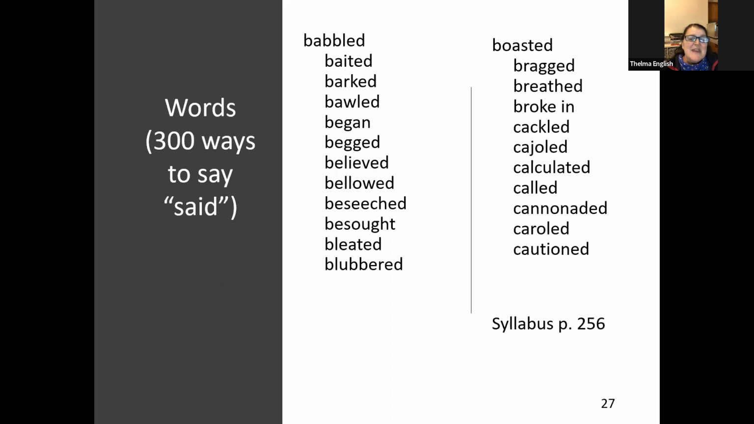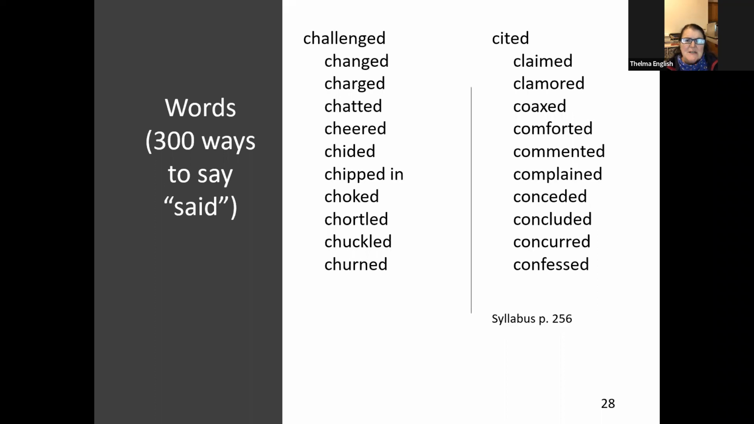Then from the B words, and you can do this clear through the alphabet. He babbled, he baited, or he barked to her, he bawled to her, he began talking to her, he begged her, he believed her, he bellowed at him, he beseeched him, he besought him, he bleated to her, he blubbered to her, he boasted to her, he bragged to him, he breathed to her, he broke in, he cackled, he cajoled, he calculated, he called, he cannonaded, he caroled, he cautioned.